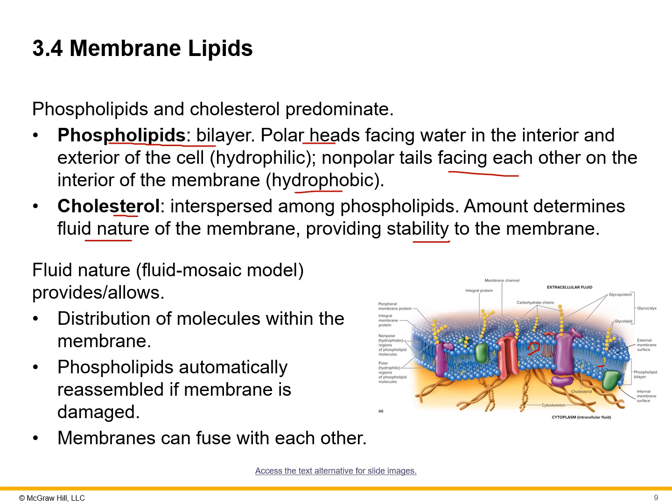Now the membranes follow what's called a fluid mosaic model because they are fluid in nature, again, just meaning they're moving. This picture diagram, of course, is just sitting still, but in our membranes, all of these parts are constantly moving around, distributing molecules. They can reassemble if they get damaged, and they can come together or fuse.